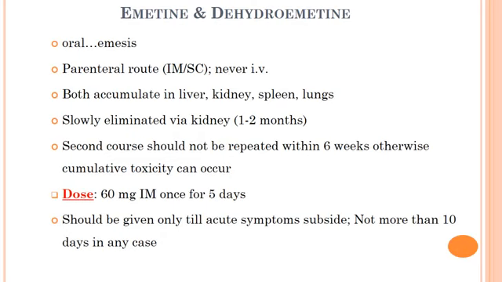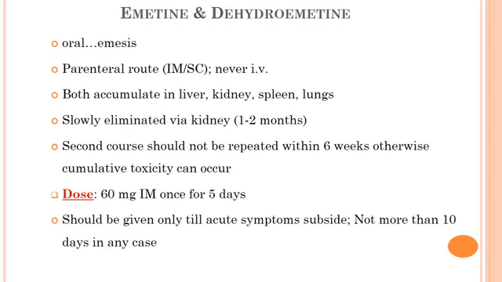Emetine cannot be given by oral route because it will be vomited out. It is administered by parenteral route, either intramuscular or subcutaneous, but never by intravenous route. Both are accumulated in liver, kidney, spleen and lungs. They are slowly eliminated via the kidney over a period of 1 to 2 months. A second course should not be repeated within 6 weeks, otherwise cumulative toxicity can occur.